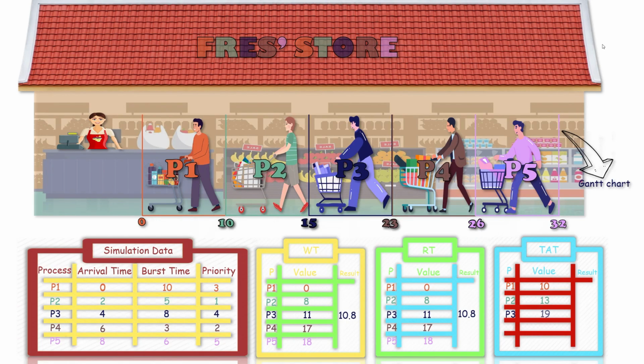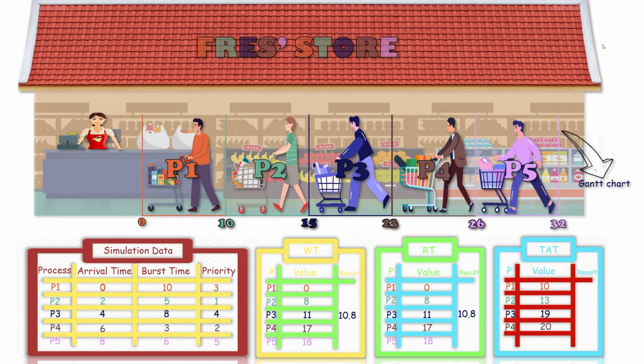Put the result in the data, and let's find process 4 value. In process 4, it finished at 26, and the turnaround time is calculated by completion time, which is 26, minus arrival time, which is 6, and we get the result 20. Put the result in the data, and let's find process 5 value.